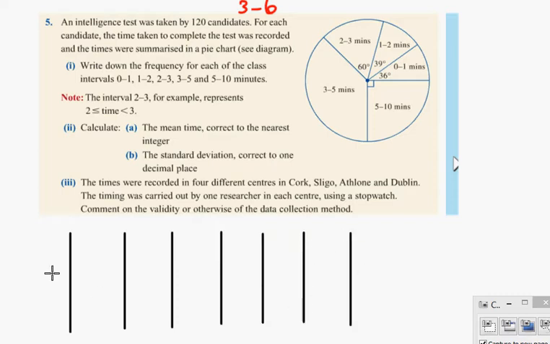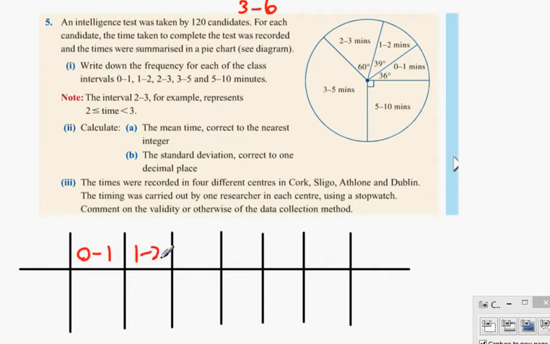Now, in this question, however, we aren't given a table, we're given a pie chart. What we always want to do is make it look like a table. We want to bring it back to the question we know how to do. So I'm currently constructing a table. That's going to be 3 to 5, and that's going to be 5 to 10.